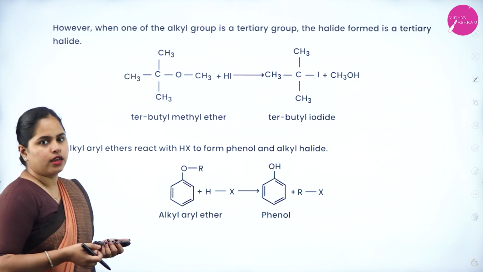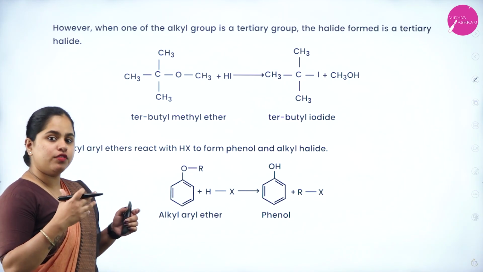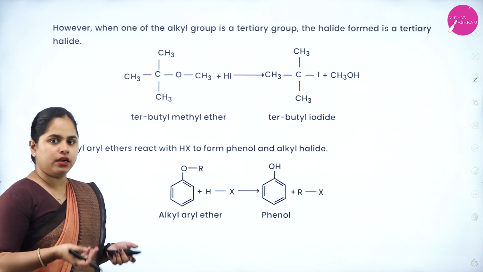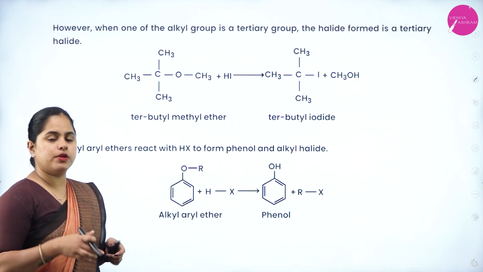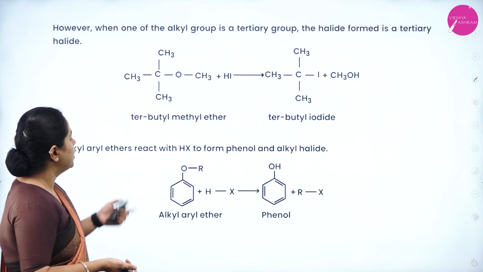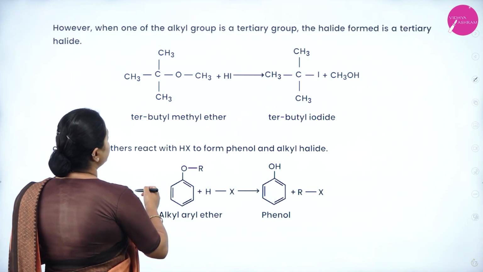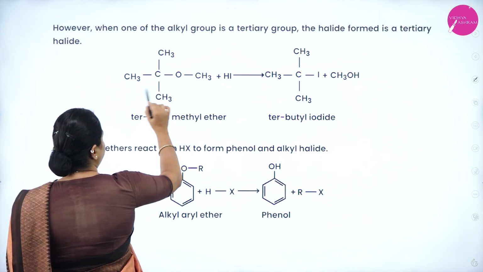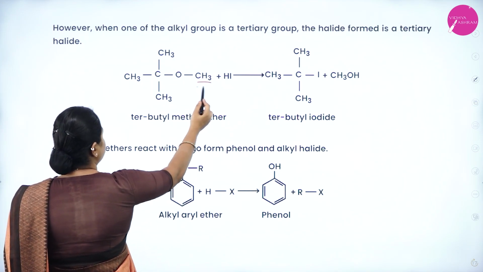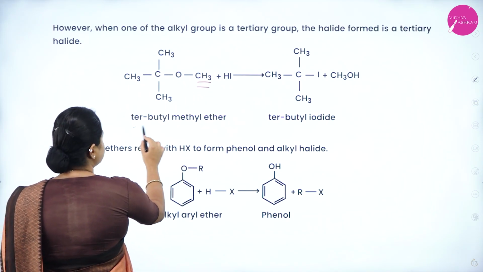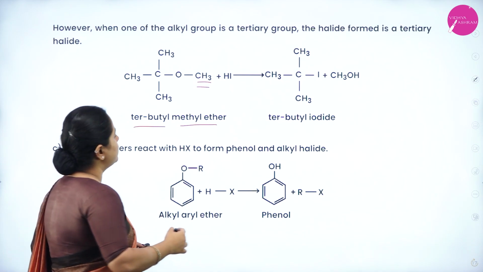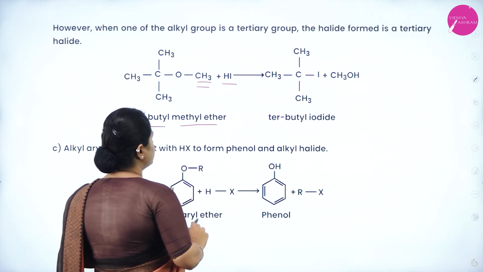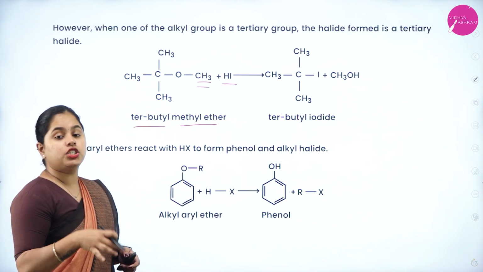Now continuing, however, when one of the alkyl groups is a tertiary group, the halide formed is a tertiary halide. So if you are taking an ether, one of the alkyl or aryl groups can be tertiary. In that case, you're going to get a tertiary halide. Here we have taken a tertiary ether, that is C(CH3)3. This is a tertiary group, and you have methyl. So this is methyl, this is tertiary butyl. So the name is tert-butyl methyl ether, to which we are adding hydrogen iodide. In that case, you are going to get a tertiary halide.